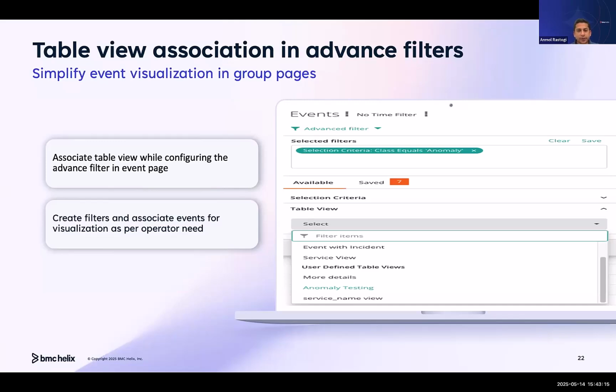Good thing here is that, if somebody is trying to delete this particular table view from the backend, then it will also give you the warning by saying that this table view is also associated with this particular advanced filter, and this table view is also selected with the group configuration page. So this is a complement which we have given on top of this feature, where the user will be given a warning before deleting this particular table from the backend.